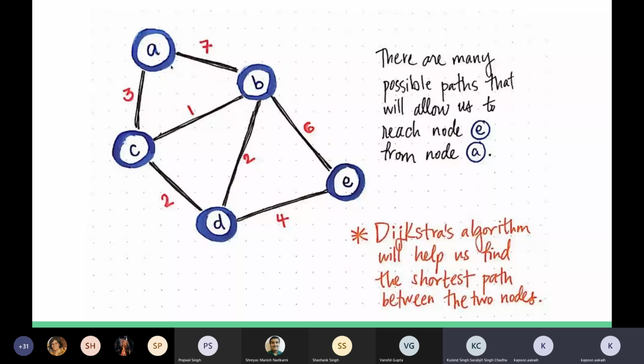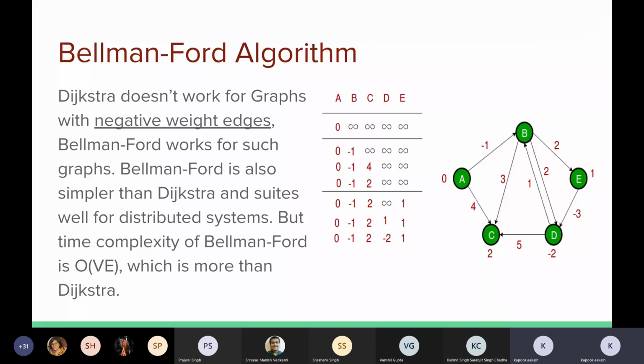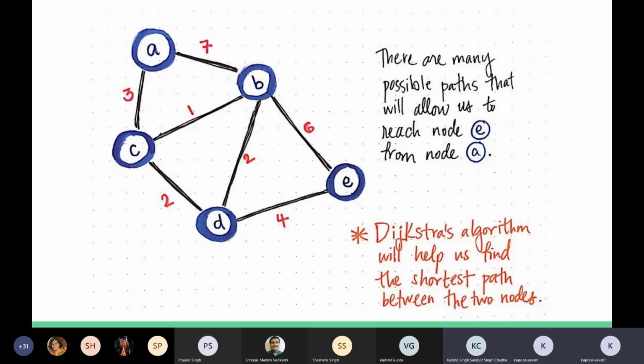Right. Any doubts for Dijkstra? Okay, doesn't seem to be any doubts for it.